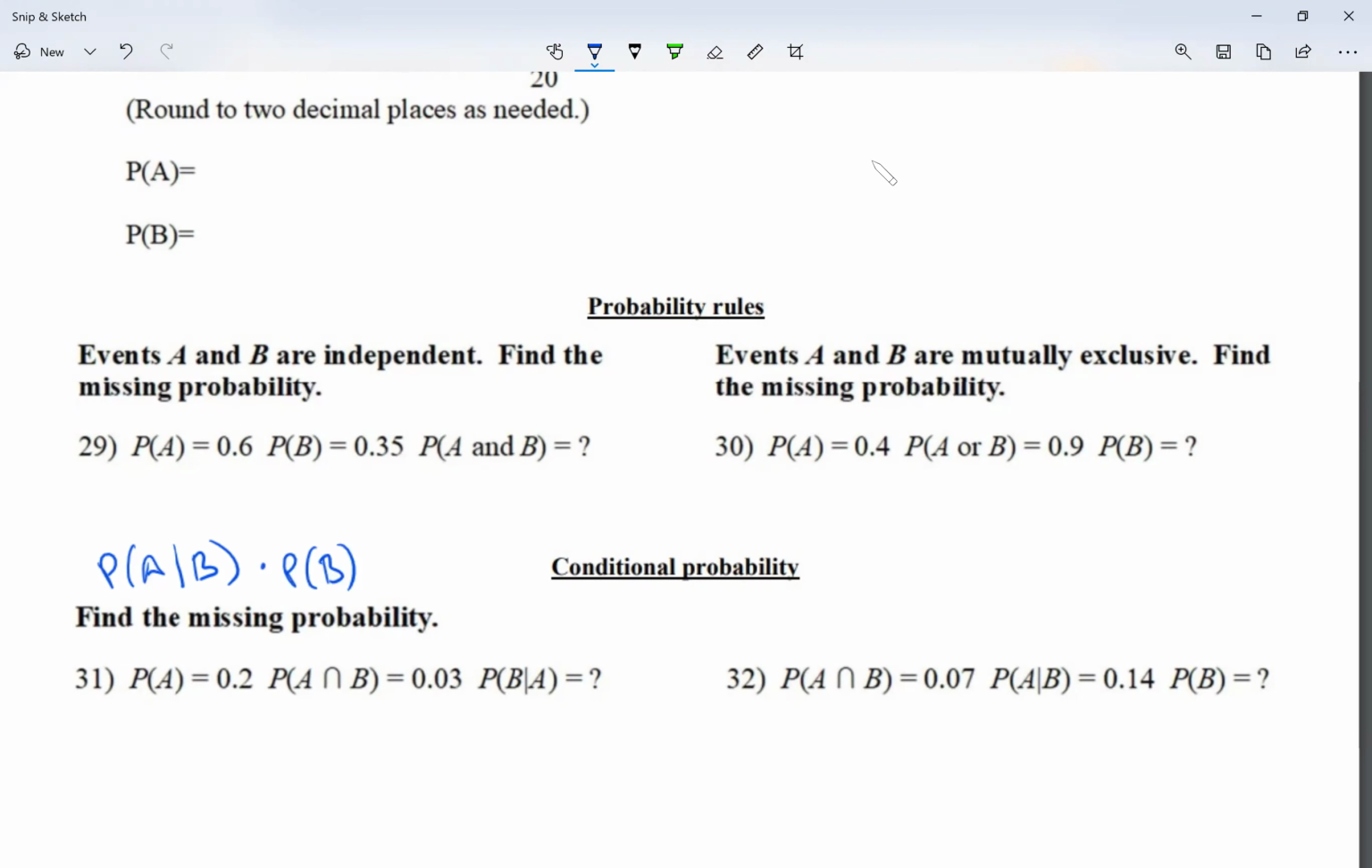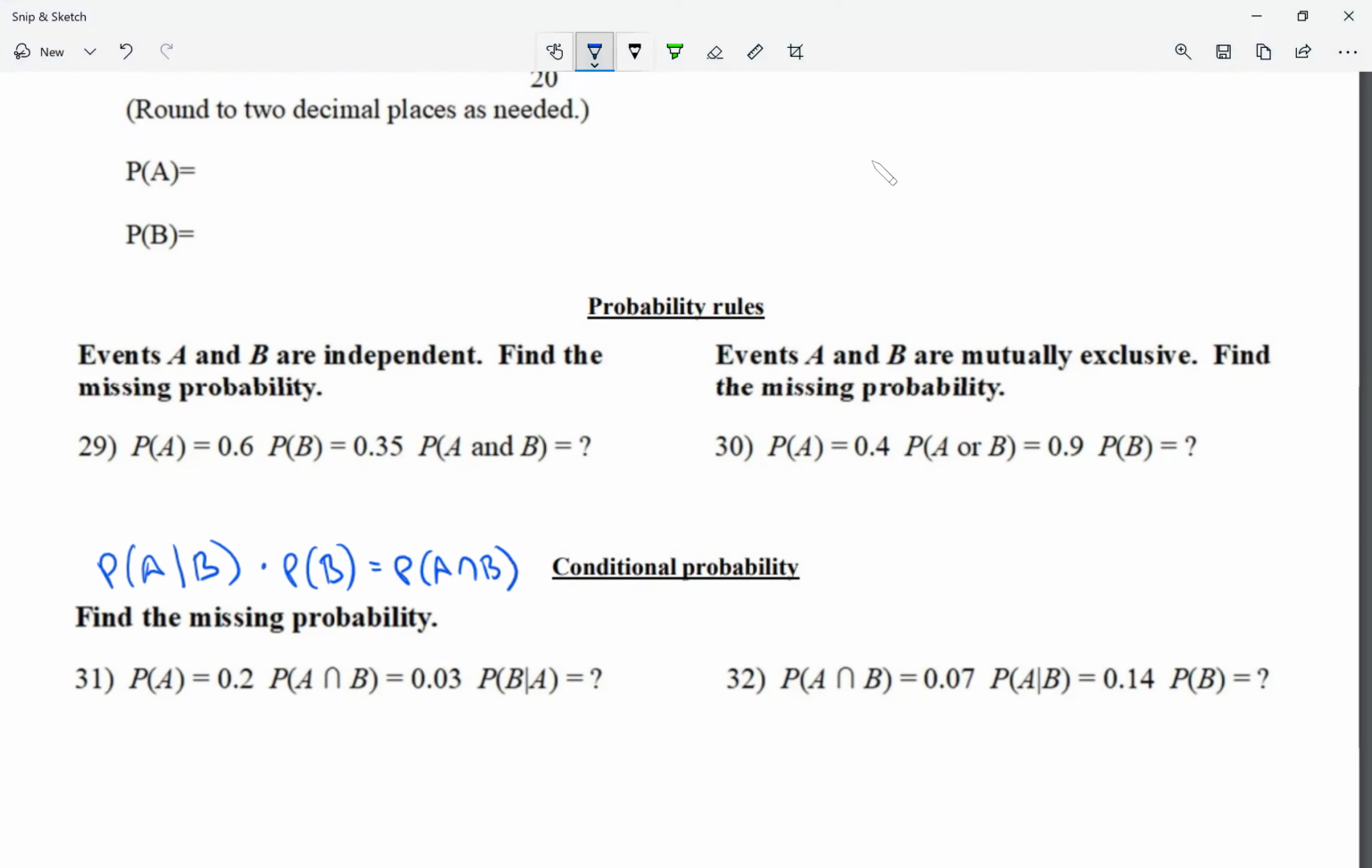One thing that I want us to pay attention to: when I say A given B, the second letter has to match the letter after. Probability of A given B times the probability of B is equal to the probability of A and B, A union B. I said two formulas, right?